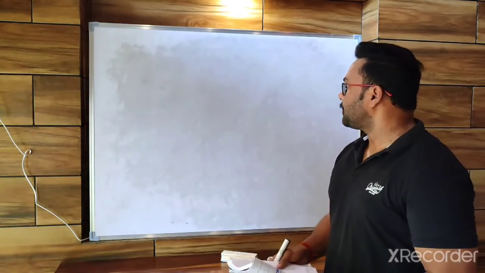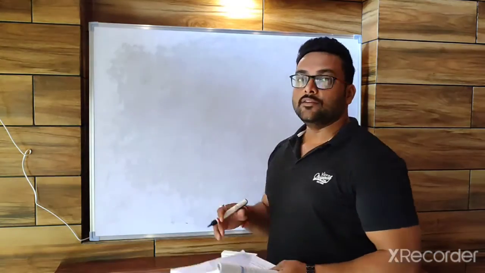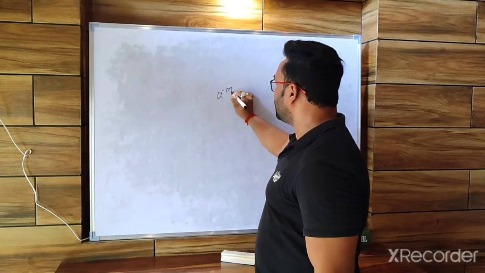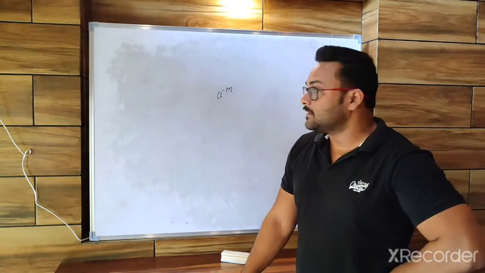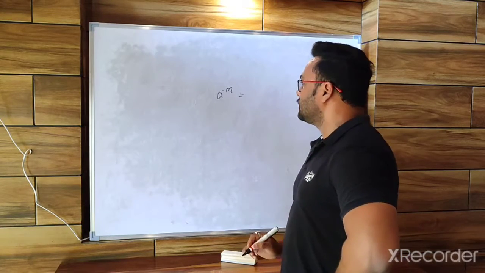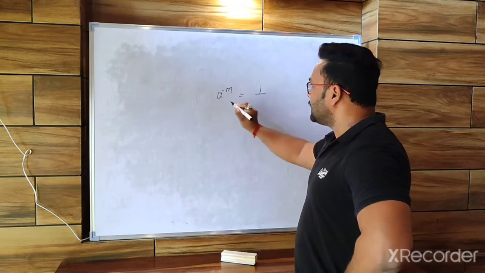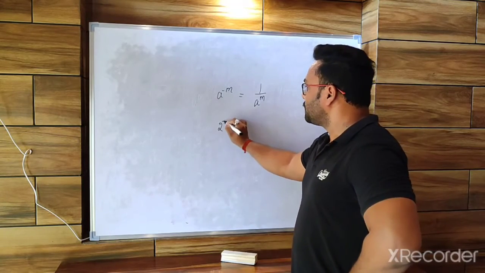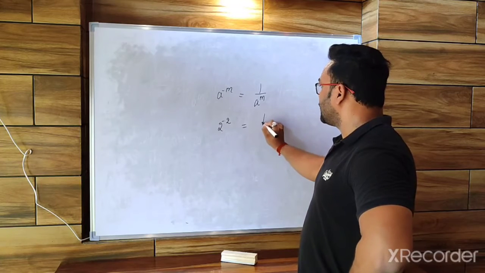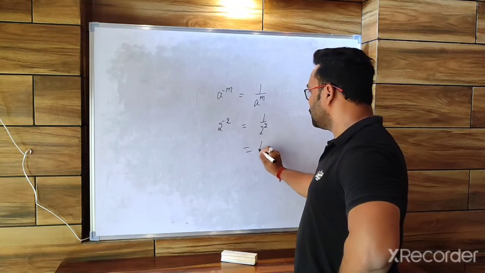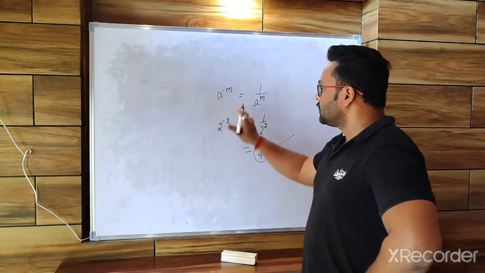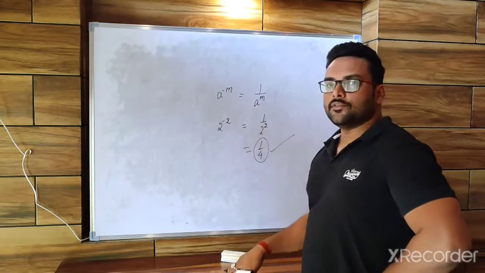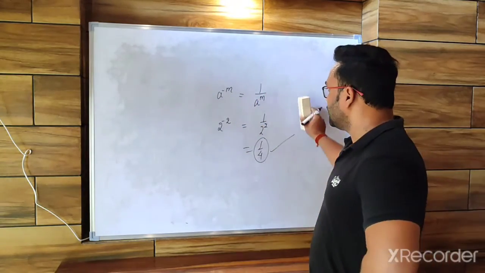Okay, it is the property of the inverse, or negative exponent. Suppose we have got a negative exponent, a to the power minus m. How can we write it? This can also be written as the inverse of the positive form. Suppose 2 to the power minus 2. This we can write as 1 over 2 to the power 2, that is equal to 1 by 4. Okay, so for a to the power minus m, if there is a negative exponent, you have to take the inverse of it and solve. It will be positive.